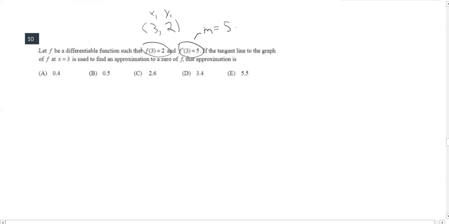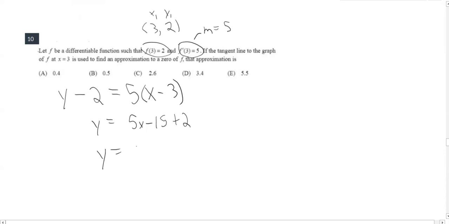Okay, so the tangent line is y minus y1 equals the slope times x minus x1. I'm going to solve this for y. So you have 5x minus 15 plus 2, so y equals 5x minus 13. So that's the tangent line. Now, I'm going to use the tangent line to find an approximation to the zero of f.